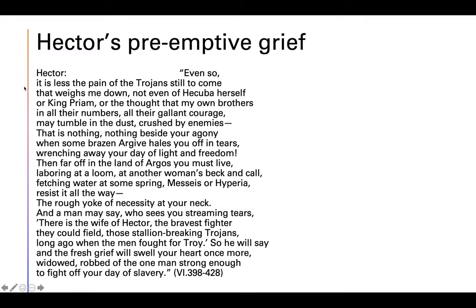So even so, it is less the pain of the Trojans still to come that weighs me down, not even of Hecuba herself or King Priam, or the thought of my own brothers and all their numbers, all their gallant courage, may tumble in the dust crushed by enemies. All that is nothing besides your agony when some brazen Argive hails you off in tears, wrenching away your day of light and freedom.